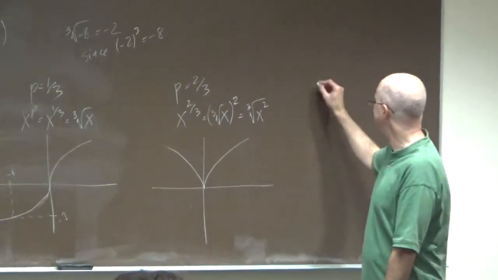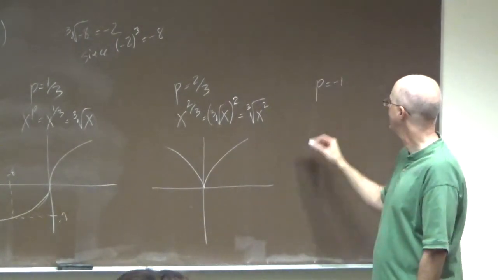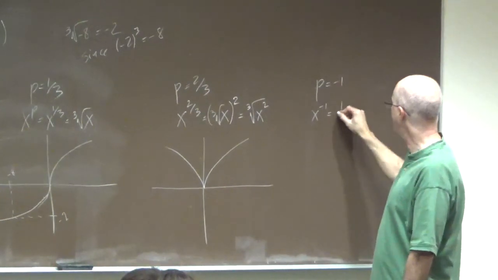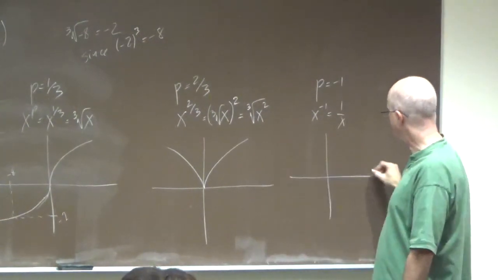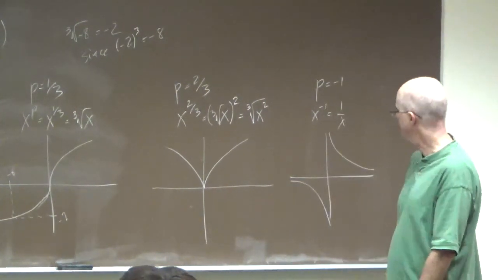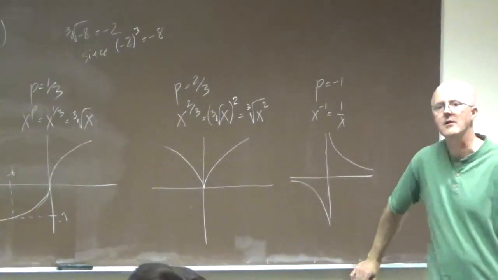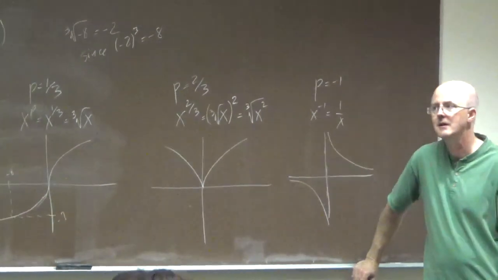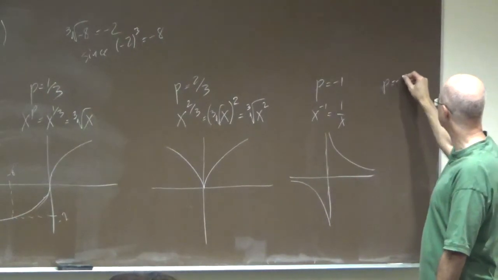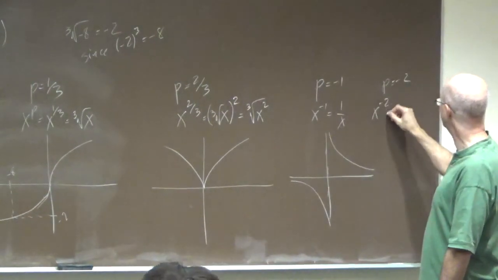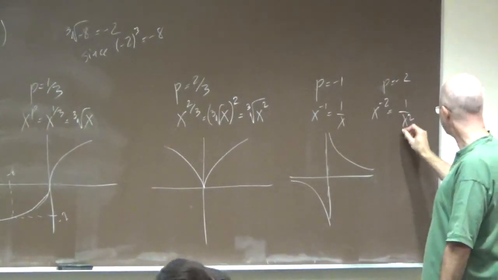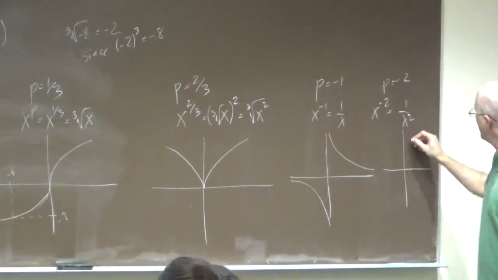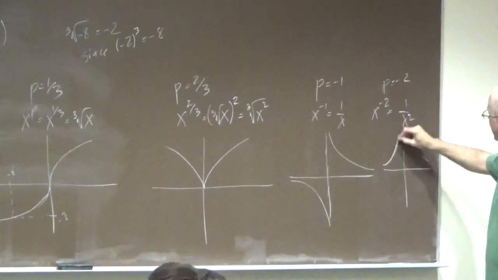On the other hand, when p is negative, like -1, x to the -1 power is 1 over x. That's got a vertical asymptote at x equals 0. And when p is -2, for example, x to the -2 is 1 over x squared. That's also got a vertical asymptote at x equals 0, though it's never negative in value. It's more like this.